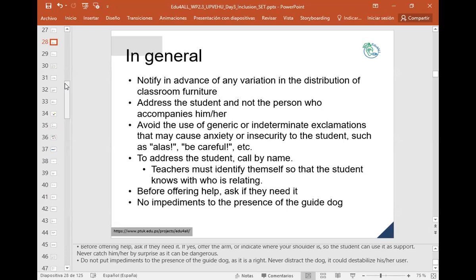Never catch him or her by surprise, as it can be dangerous. Do not put impediments to the presence of the guide dog, as it is a right. Never distract the dog, as it could destabilize his or her user.